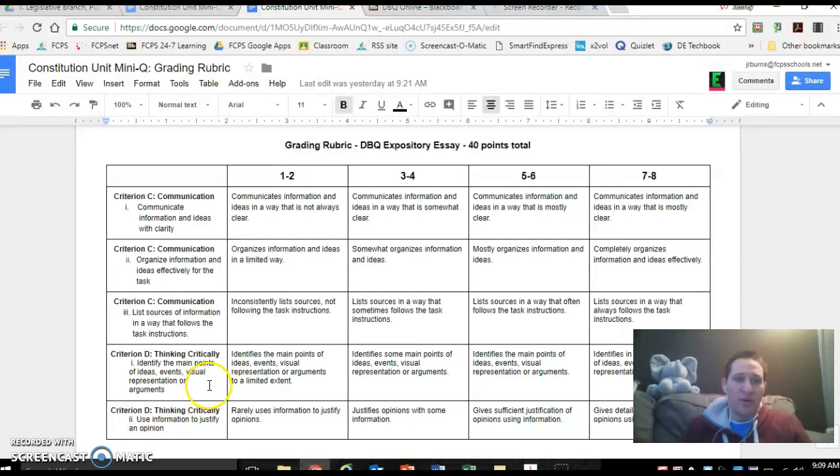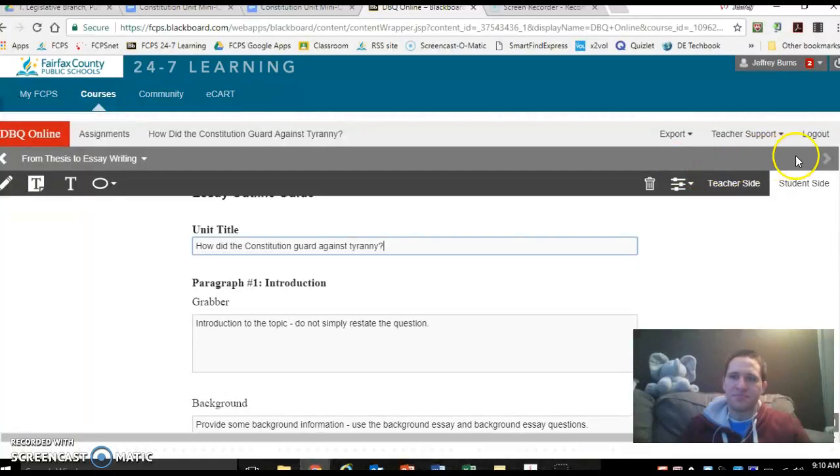Identify the main points or ideas, right? You're doing that as you write. Make sure you focus on the big picture and make sure you're defining key terms. And then use information to justify an opinion. That's going to be in that last paragraph. In your conclusion, you're going to choose one of the guards against tyranny and support why you think it is the most effective. Alright, so let's go on to DBQ Online now.